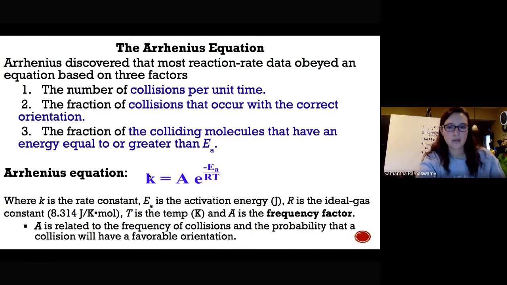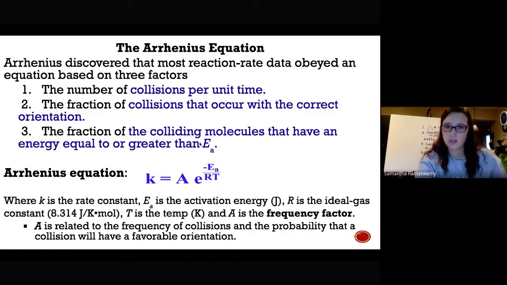K is the rate constant. A is what we call a frequency factor, related to the frequency of the collisions and how many collisions will occur with correct orientation. This e is the inverse natural log. Ea is activation energy. R is the ideal gas law constant, 8.314, and T is temperature in Kelvin.